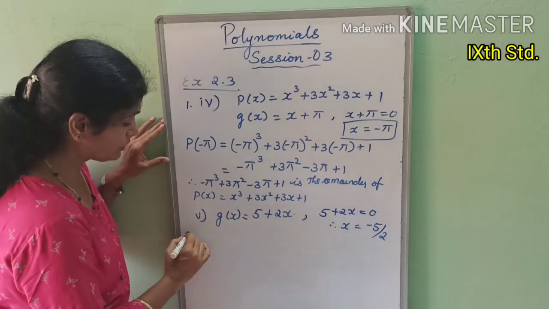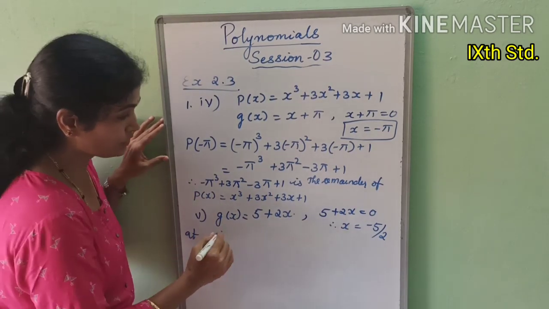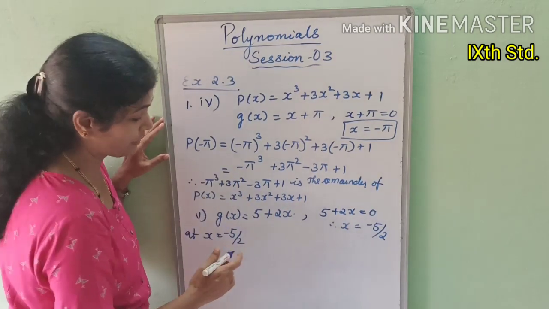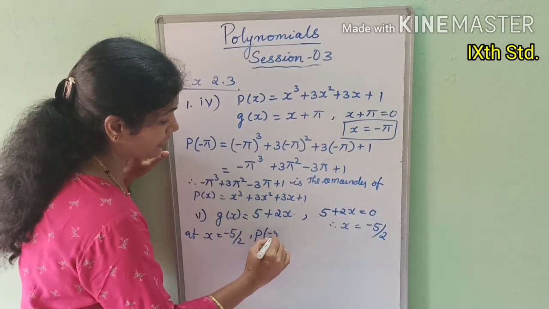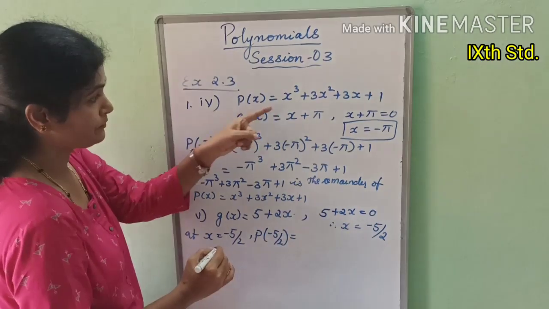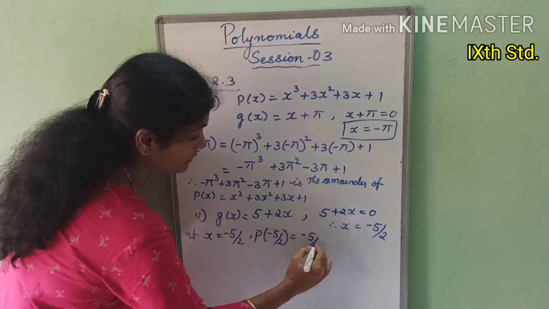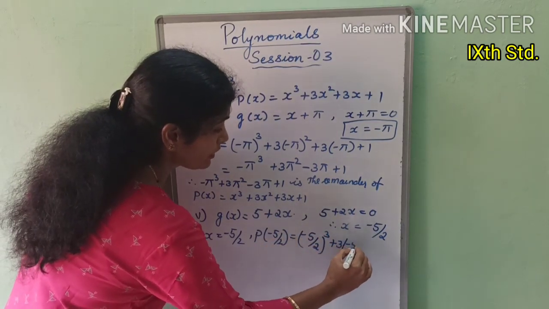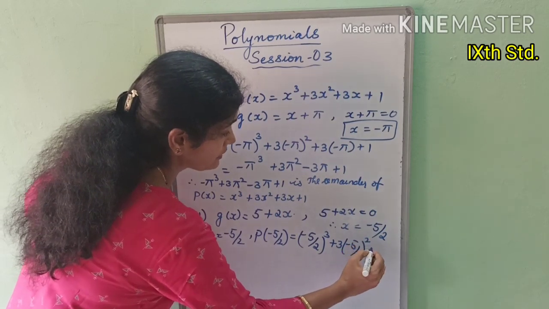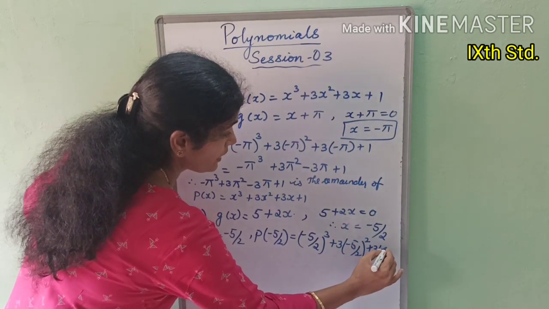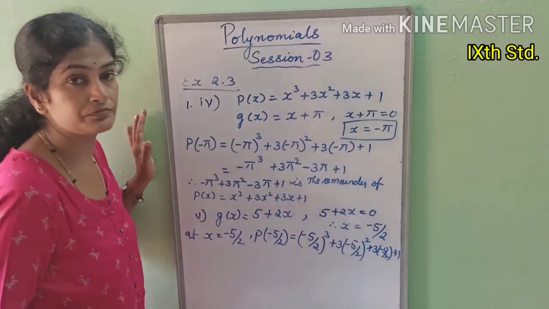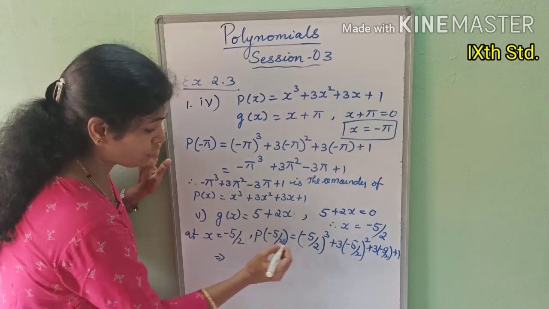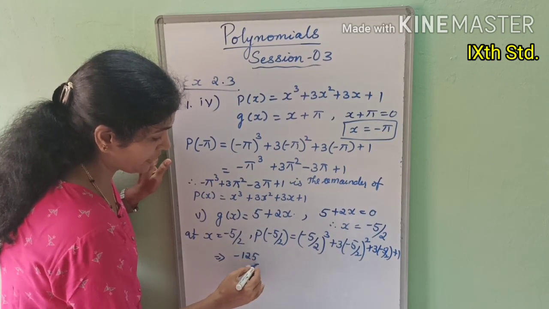So you are finding out p of x at x equal to minus 5 by 2, not 1 by 2, 5 by 2. What is p of x? P of minus 5 by 2 is equal to, here, minus 5 by 2 whole cube plus 3 into minus 5 by 2 whole square plus 3 into minus 5 by 2 plus 1. Right? Now, to simplify that, this implies how much it is? 5 cube. So, minus 125 by 8.